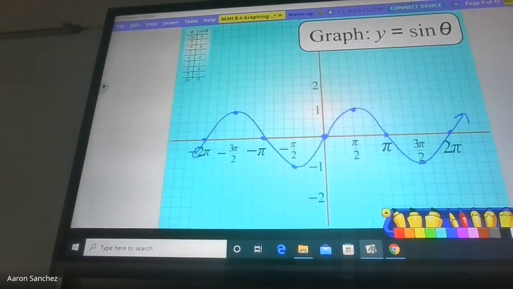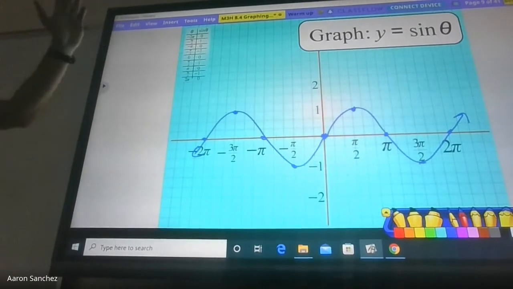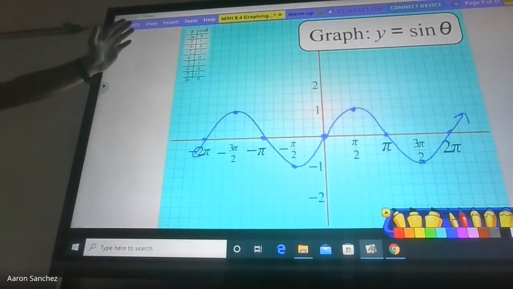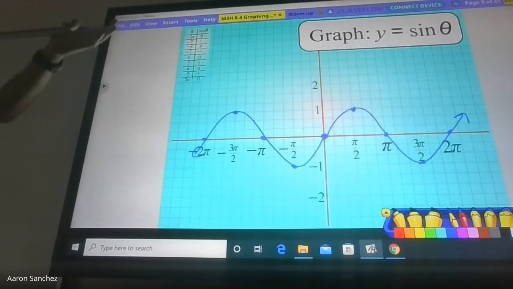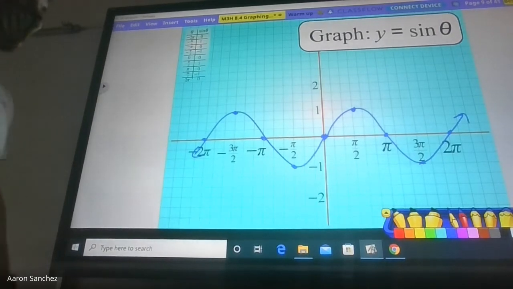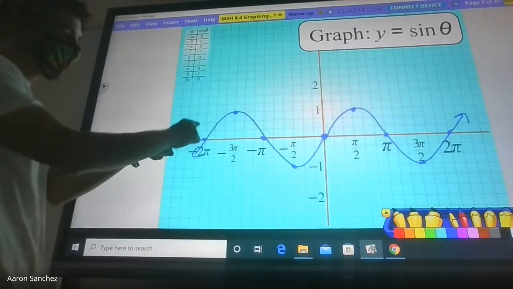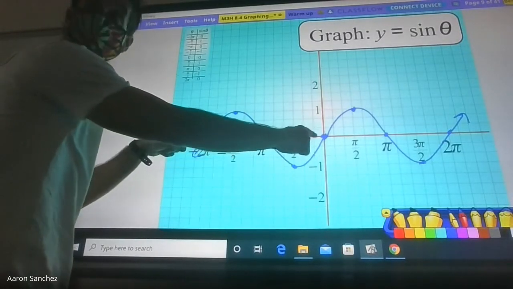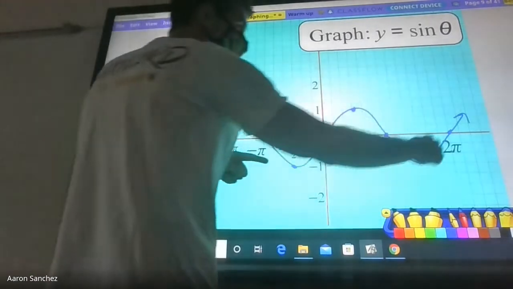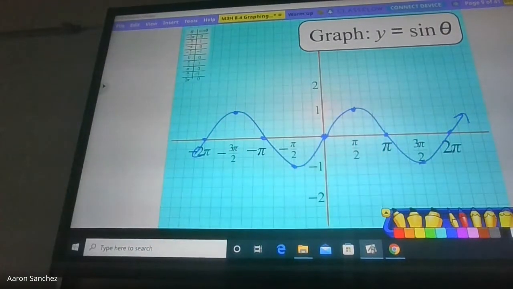Okay, that's how you do it, but I'm going to show you the easier way to do it. I don't expect you to do the table every single time on the graph, just like we did our other ones. Notice, you guys see here? Up, down, up. Then I start the pattern again, right? Up, down, up. You guys see that pattern?